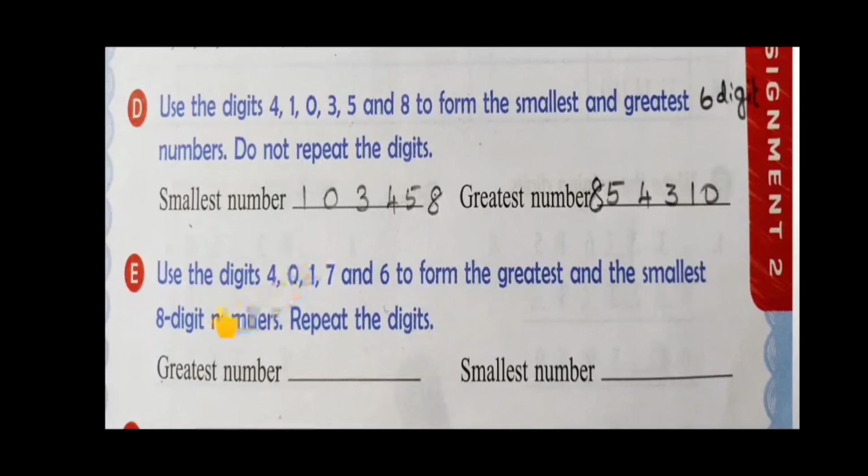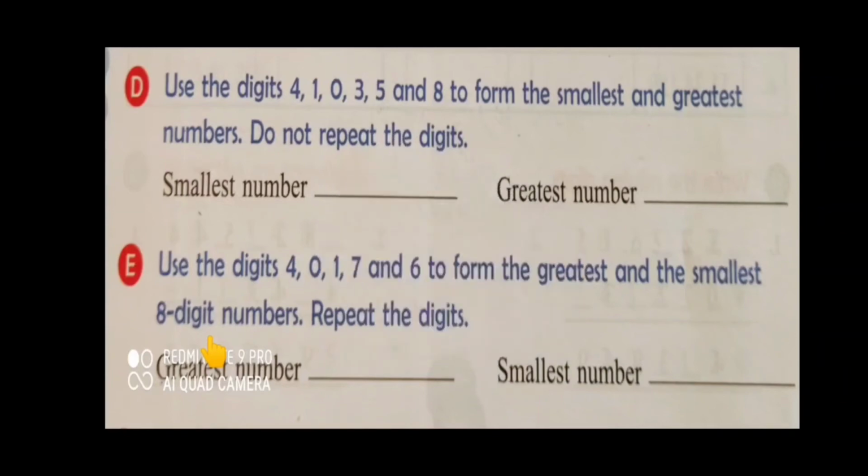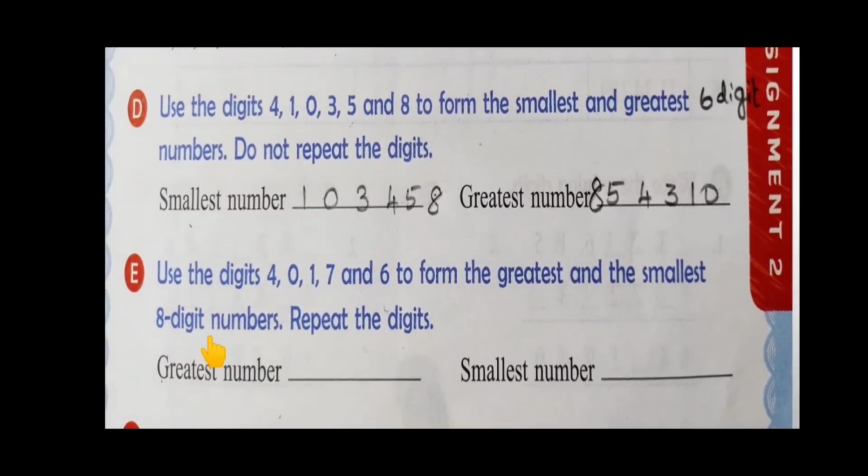Use the digits 4, 0, 1, 7 and 6 to form the greatest and the smallest 8-digit number. So 8-digit numbers have to come. You can repeat the digit. Here, 6-digit, okay, you can just write 6-digit numbers.